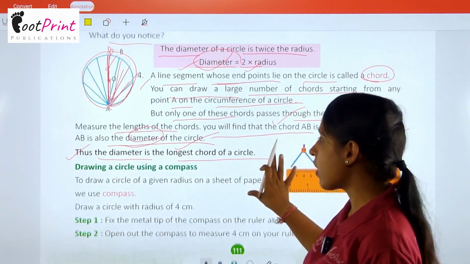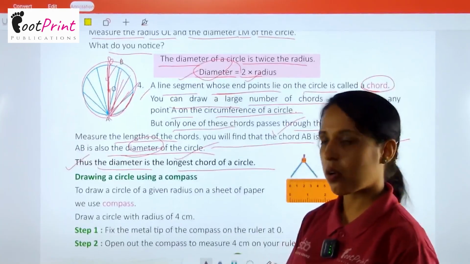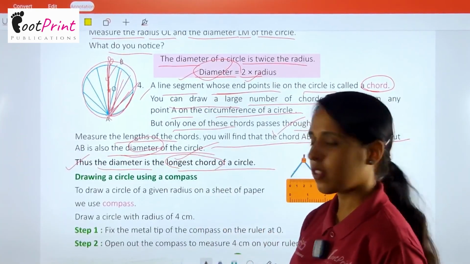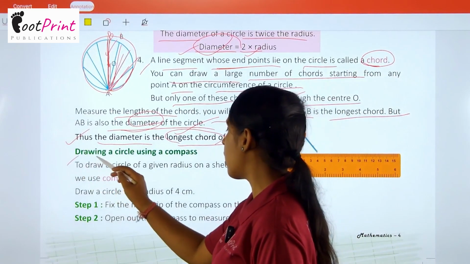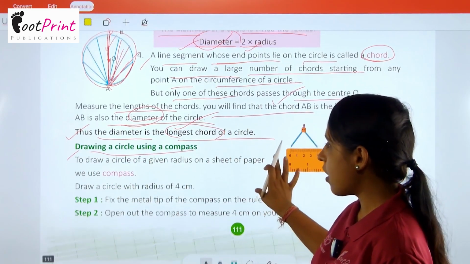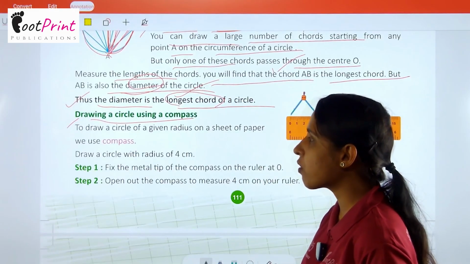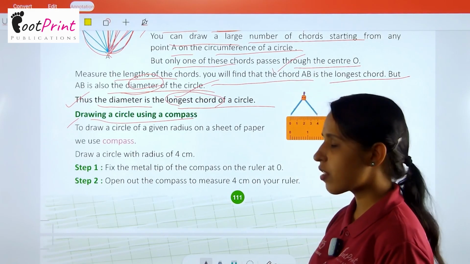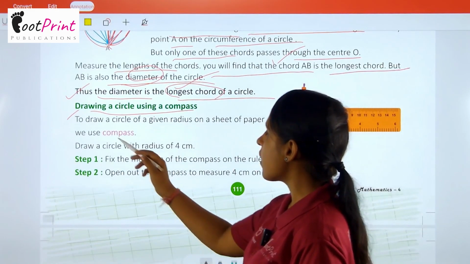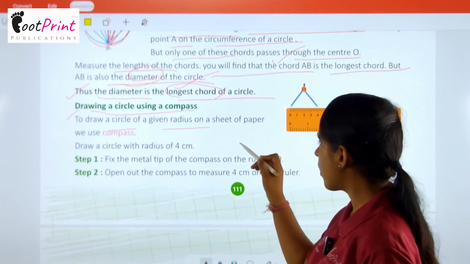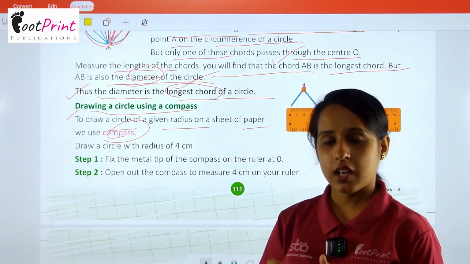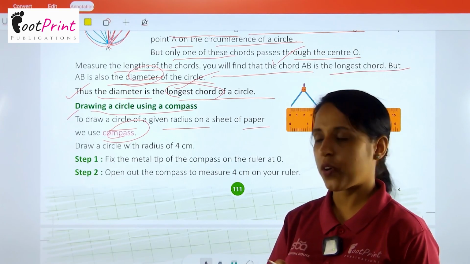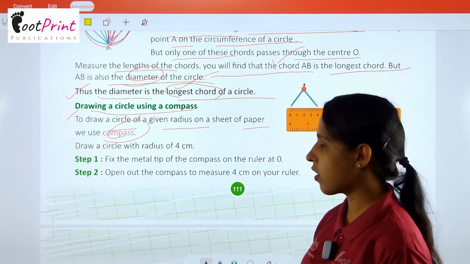So we can say that the diameter is the longest chord of a circle. Okay, next one is drawing a circle using a compass. Here we are using a compass to draw a circle. To draw a circle of a given radius on a sheet of paper, we use a compass. If we have to draw a circle of a given radius, we need a compass.